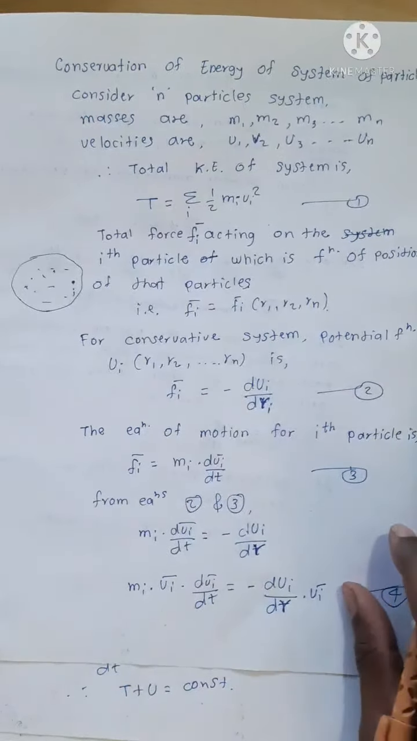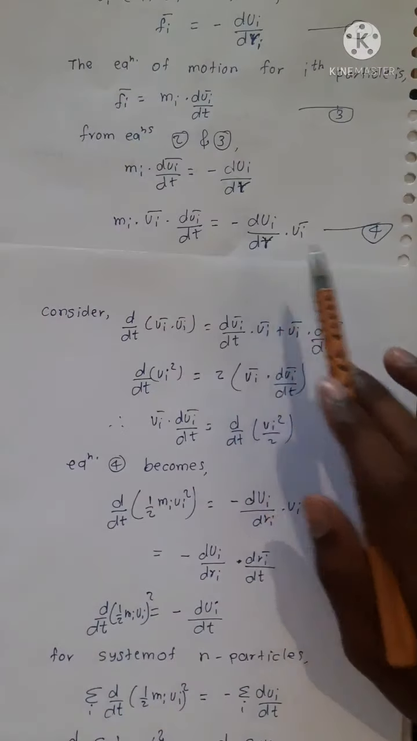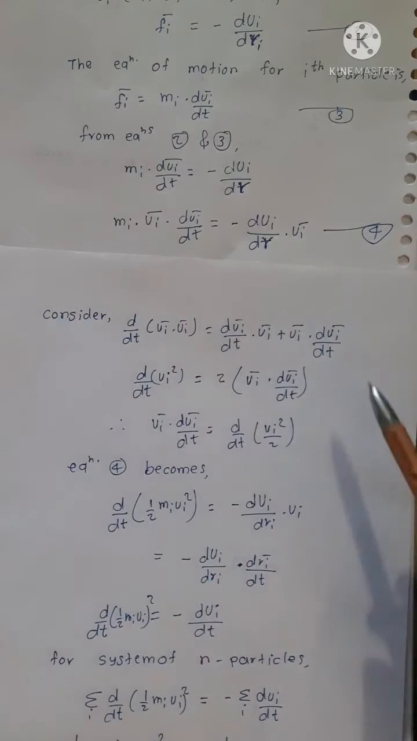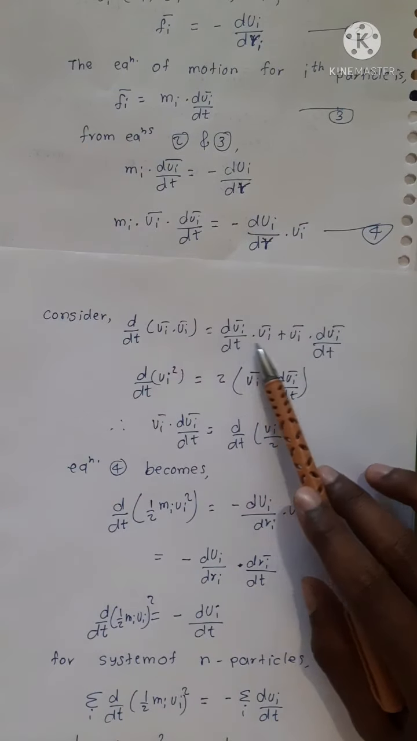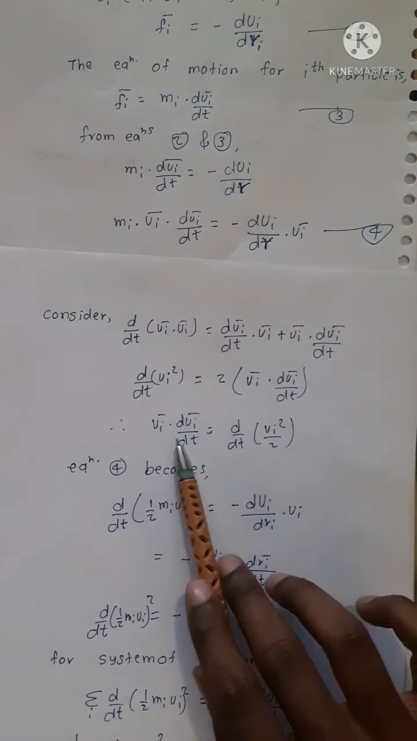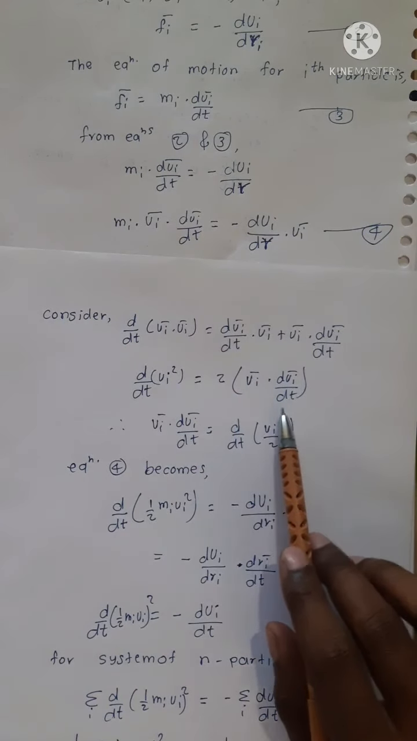Now if we calculate both these equations, 3 and 4, to solve this, just consider a derivative of vi bar dot vi bar. So we know it is vi square. For the RHS, it will be a derivative by parts, so that will be 2 times vi bar dot dvi bar by dt. But we know this 2 can be moved here because it is a constant. So we will write this equation as vi bar dot dvi bar by dt is equal to d by dt of vi square by 2.